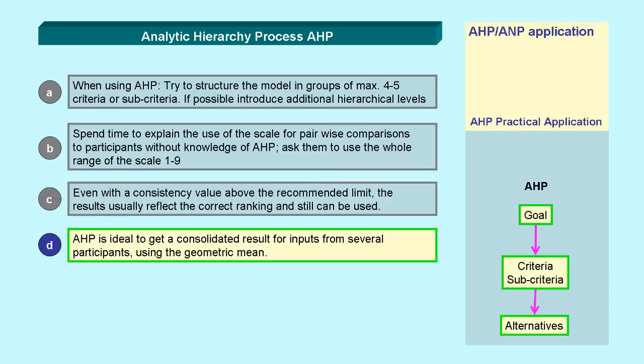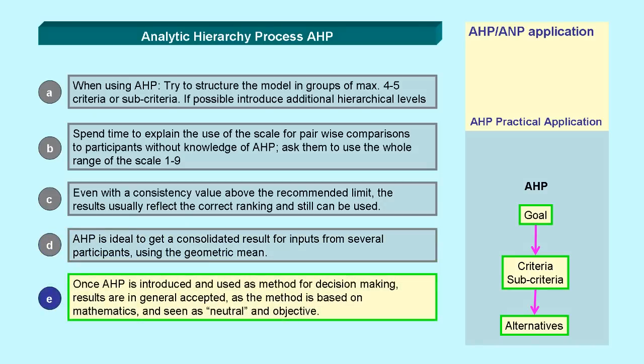AHP is ideal to get a consolidated result for inputs from several participants using the geometric mean. Once AHP is introduced and used as the method for decision making, results are in general accepted, as the method is based on mathematics and seen as neutral and objective.